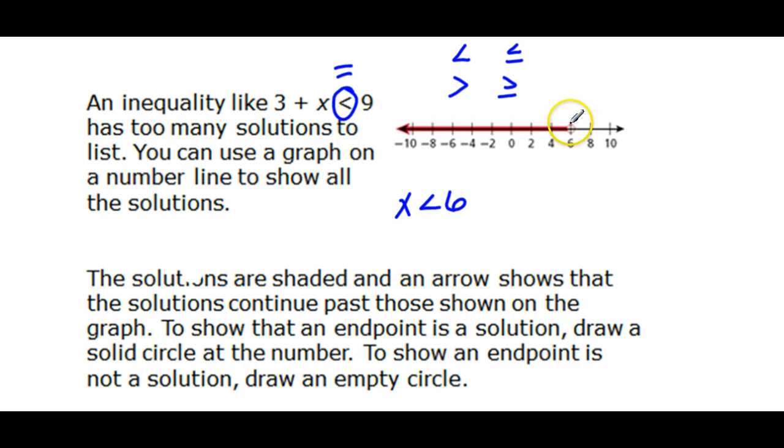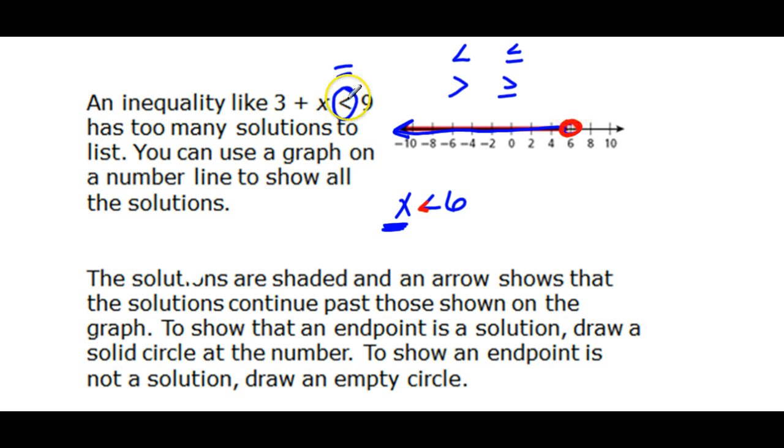We circle our focal point, which is 6. And then since the values are less than that, we do an arrow going to the left. Now there's a little trick to this that says if your variable's in the front, then your inequality sign points the way your arrow goes. Okay? If we are not including the 6, we leave this as an open circle here.